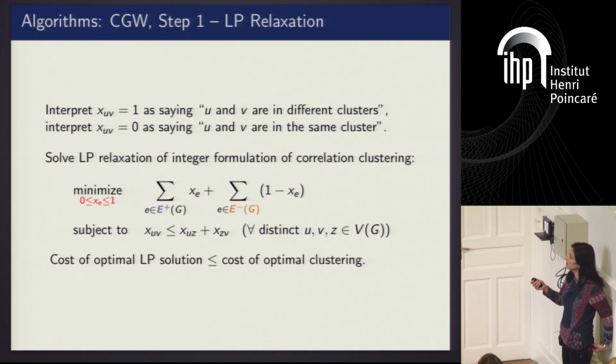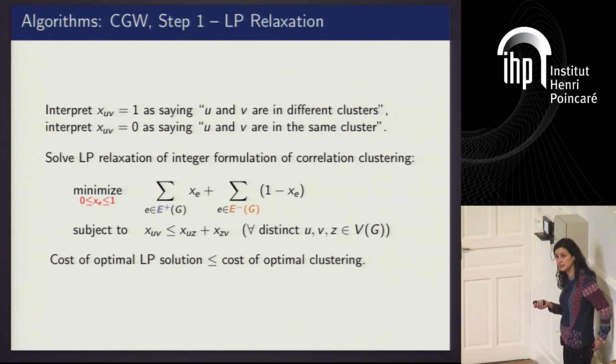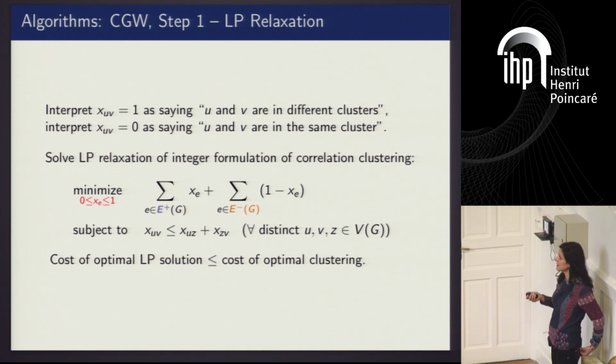If U and V are in the same cluster, I assign the value 0, and the value 1 if they're in different clusters. Then the LP relaxation just says minimize the number of errors, which is basically minimize the number of vertices that should be in the same cluster but are placed across clusters, and the number of vertices that are placed in different clusters and should have been placed in the same cluster.